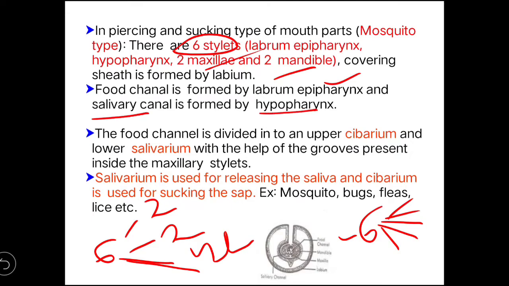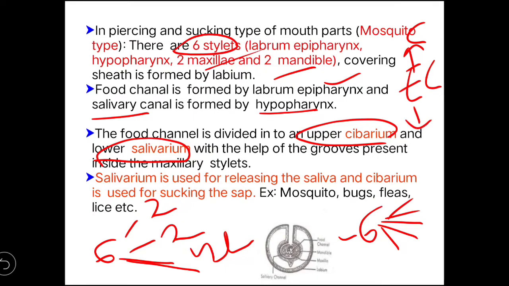This food channel is again divided into upper cibarium and lower salivarium. Suppose this is the food channel; it is again divided into upper cibarium and lower salivarium. Now what is the function of the cibarium and salivarium? Salivarium is used for releasing the saliva, as the name indicates, whereas cibarium is used for sucking the sap. Is it clear for all?